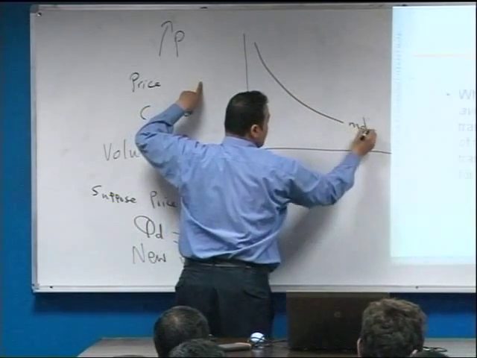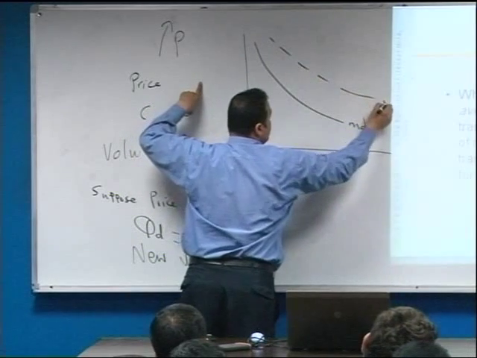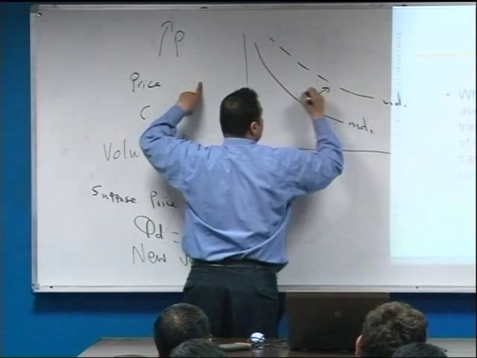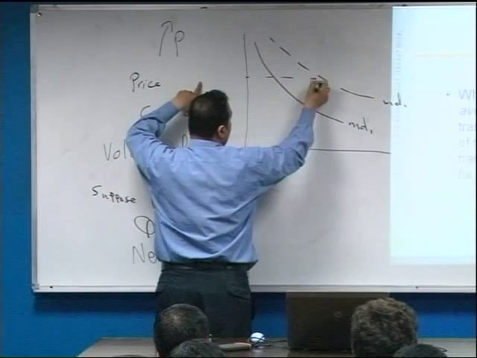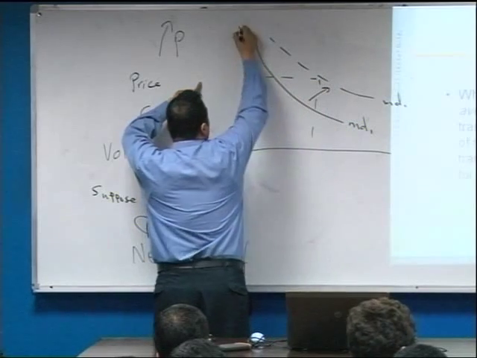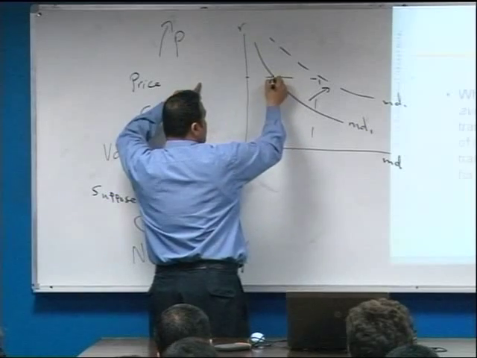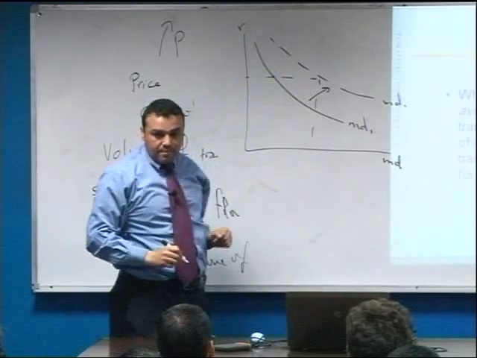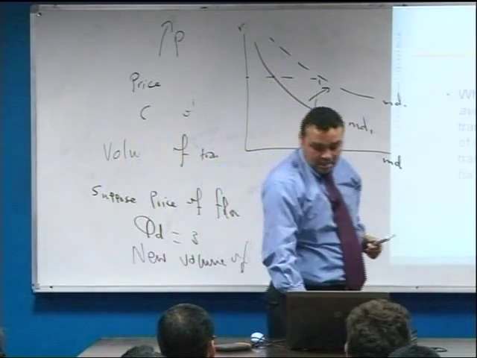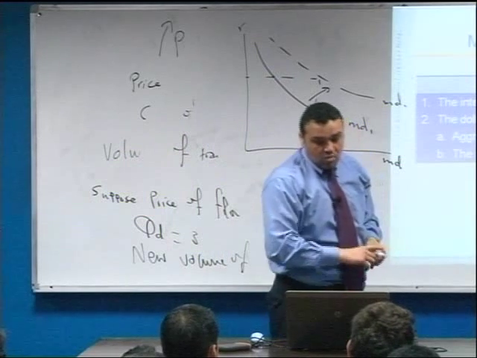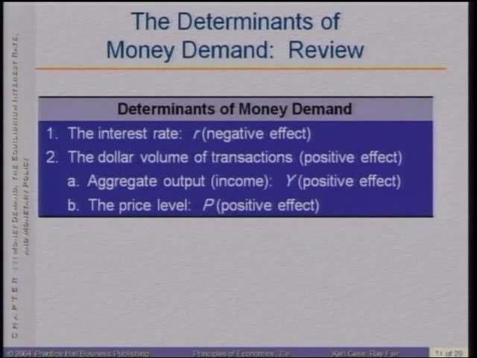This is MD1, MD2. This is our MD at the same interest rate. Okay? Of course this is with the interest rate held constant. So these are the determinants of money demand.